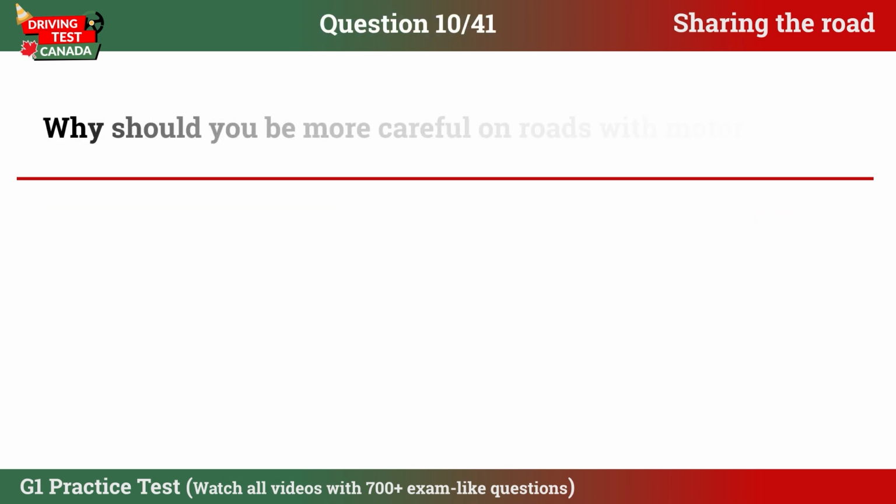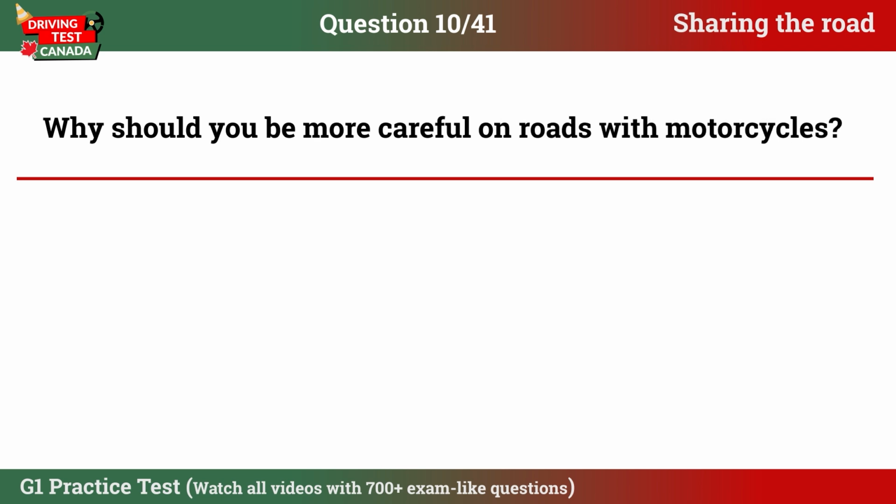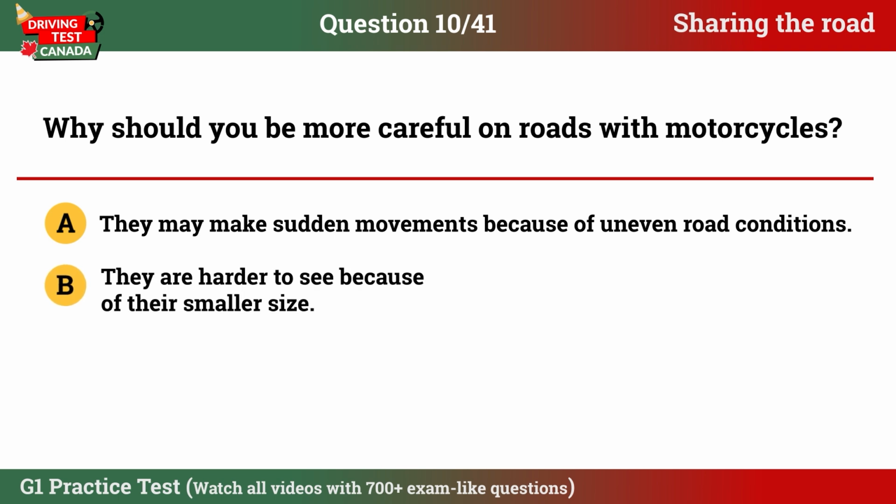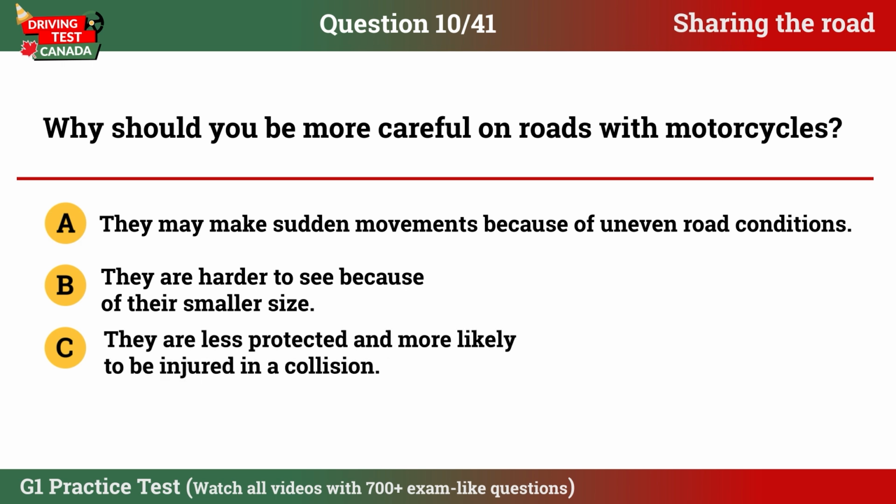Question 10. Why should you be more careful on roads with motorcycles? A. They may make sudden movements because of uneven road conditions. B. They are harder to see because of their smaller size. C. They are less protected and more likely to be injured in a collision. D. All of the above.